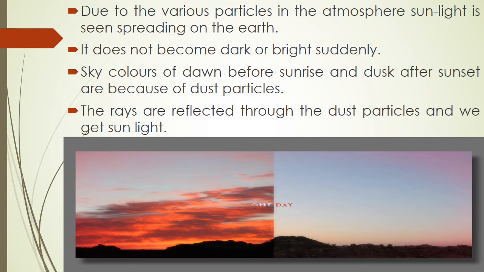Now we know that sun rays are falling directly, but still, when the sun rises, it's not that immediately when we turn on the light it's now day, but it happens gradually. And it's not like the sun has set, so we switched off the light and it's dark now. It does not happen suddenly, because the sky changes its color and the dust particles are present in the atmosphere. Because of the presence of these particles, the sunlight is spreading on the earth, and the sun rays are reflected through the dust particles and we get sunlight.